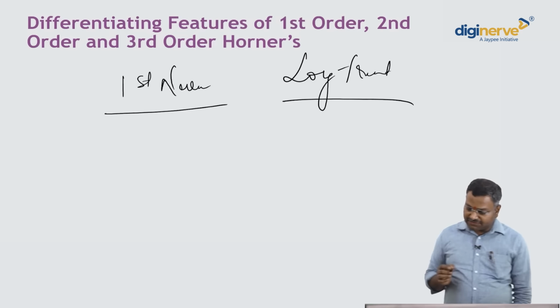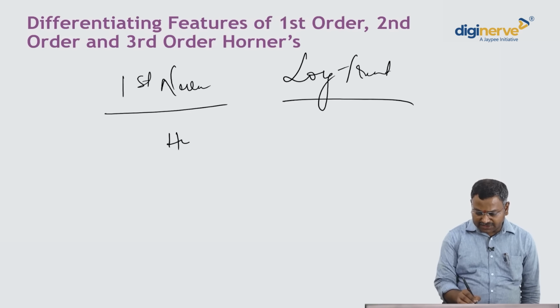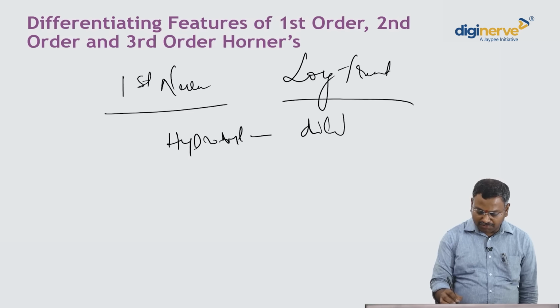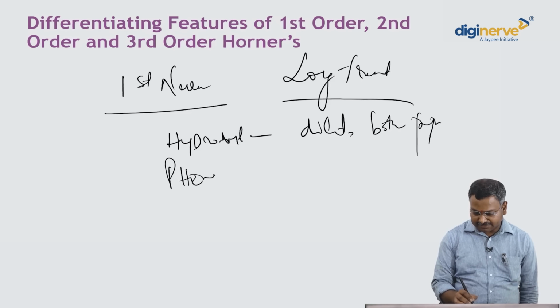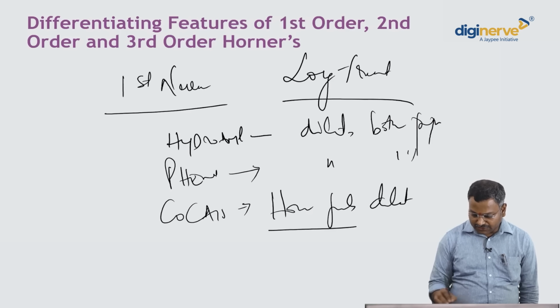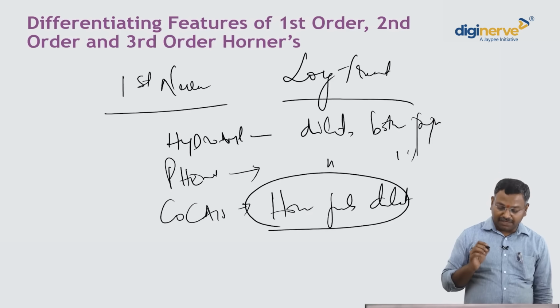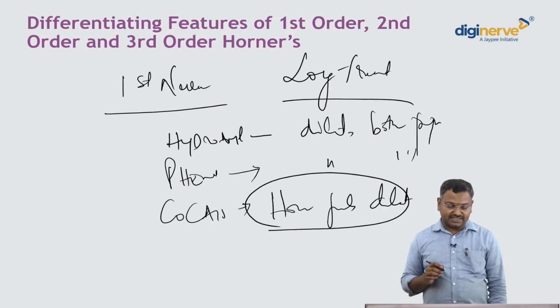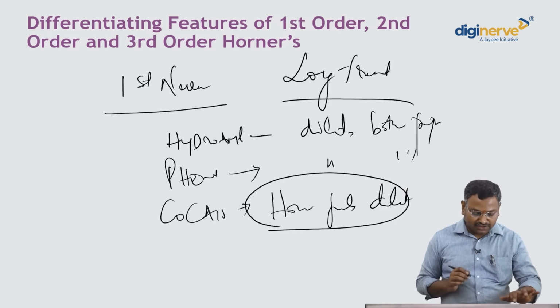Very, very important, what are the features that could be seen? When you put hydroxyamphetamine, it dilates both the pupils. Next you use phenylephrine, again dilates both the pupils. Then the cocaine. Horner's pupil fails to dilate. So Horner's pupil failing to dilate with cocaine is a very characteristic feature of first order Horner's that you see.